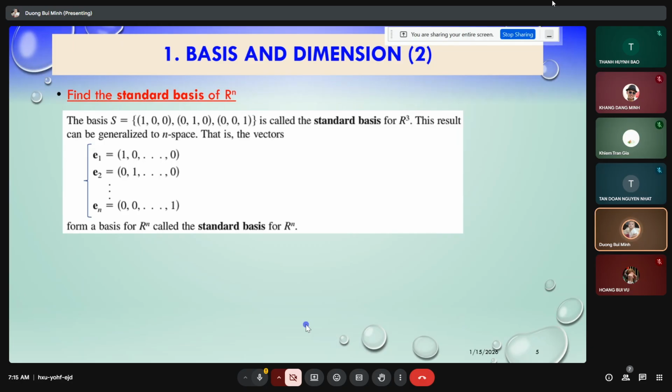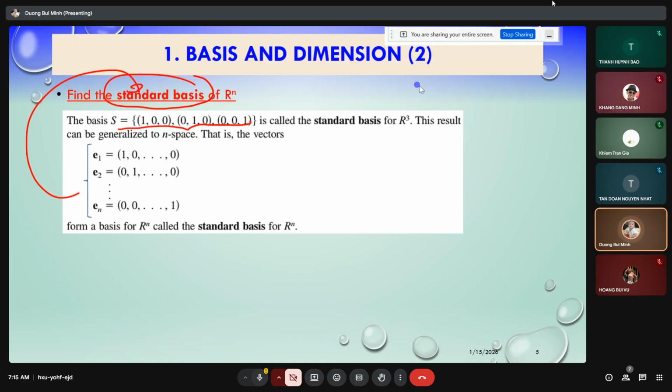Okay, so coming back, now we find the standard basis. Of course, we need to understand what the standard unit vectors are. So this is the standard unit vectors, right? This is a spanning set, and of course S is linearly independent. So we say this one is the standard basis.